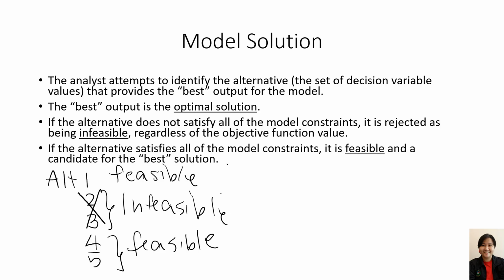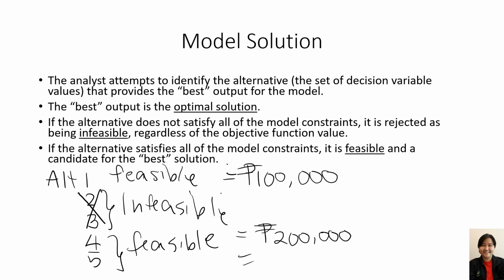Now assume that alternative 1 will result in a profit of 100,000 pesos. Alternative 4 will earn you a profit of 200,000 pesos. And alternative 5 will earn you a profit of 300,000 pesos. So alternative 5 actually maximizes the profit. So we are going to choose, of course, alternative 5. And alternative 5 is what we call the optimal solution.